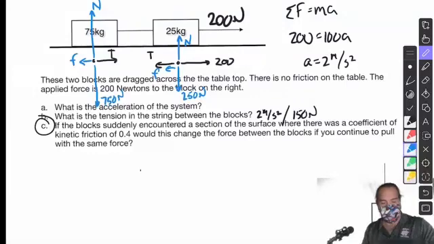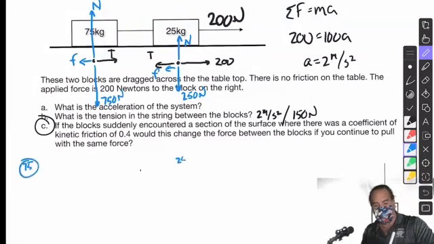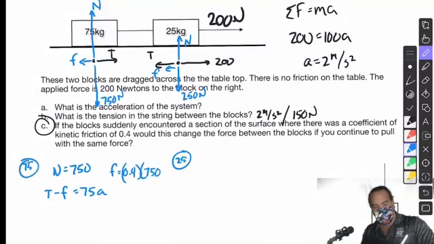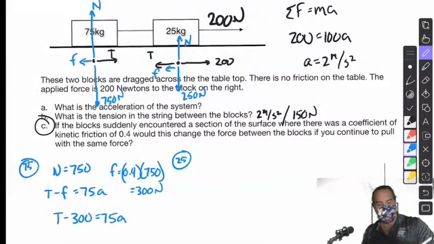And now let's take a look at the 75 kilogram box and the 25 kilogram box. We'll look at them separately. Normal force equals 750. Tension minus friction equals 75A. The coefficient of friction is 0.4. So friction equals 0.4 times 750. I think that's 300. Is it? Yeah. All right. So tension minus 300 equals 75A. I'll tuck that away for a minute, but that's the work that has to be done.